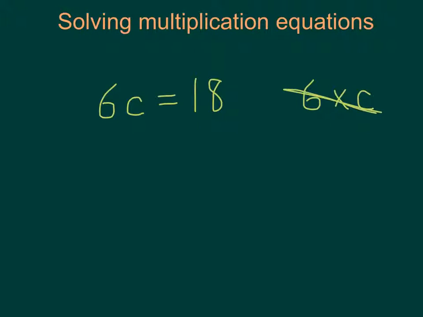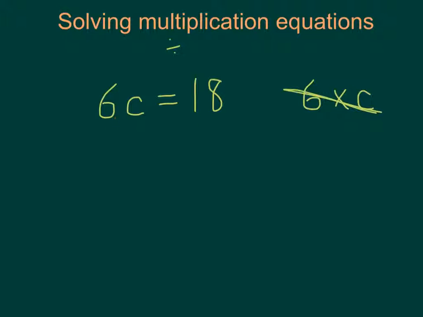Now, solving multiplication equations is similar to solving adding and subtracting equations. So our goal is to get the variable by itself. So we can see here that we're taking 6 times this some number. So the opposite of multiplication is division. Okay, so instead of taking 6 times a number, we're going to get this c by itself.